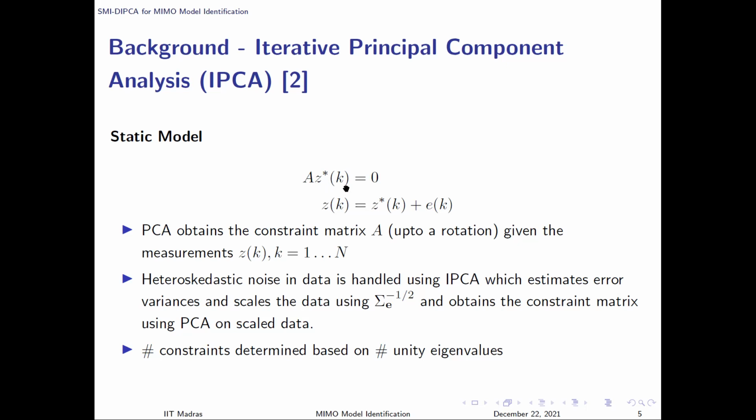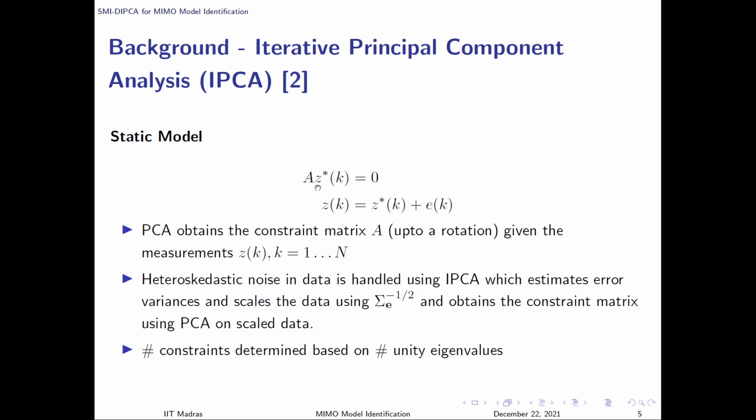We know that we can identify a constraint model given a set of input-output measurements by stacking them, right? We don't distinguish between the variables. We just call them Z star. If there is a constraint matrix that relates Z star, in the static case, given a set of samples of Z, k equals 1 to N, which may not have a time implication, we can still extract A by using PCA. But since PCA assumes all the error variances in all the variables Z are identical, it's not optimal for the heteroscedastic case.